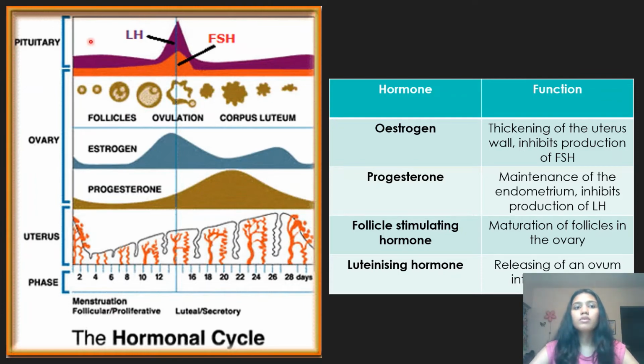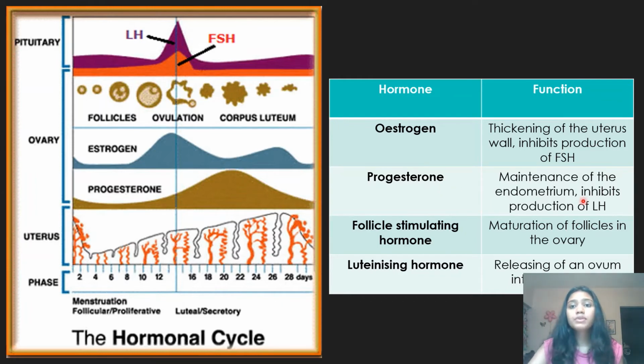And then in the pituitary gland, which is in the brain, LH and FSH are released. Now, these are the functions of each of the hormones. Estrogen, we've already discussed, promotes the development of secondary sexual characteristics in females. Also, it causes the thickening of the uterus wall. As you can see, with an increase in estrogen, the uterus wall thickens as well. And it inhibits the production of FSH. The word inhibit means stops the production, so basically curbs the production of FSH.